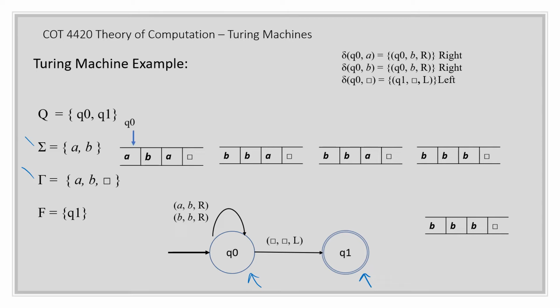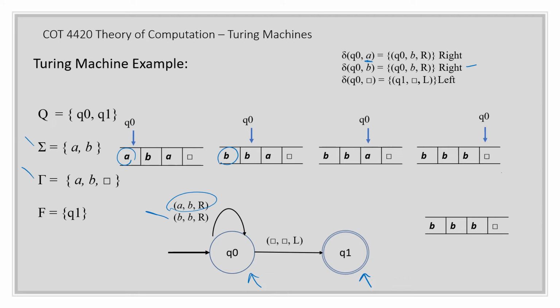So you start out in Q0. The symbol is an A. If you move right, you change the A to a B. You're still in Q0 though, because we did this one right here. Now we're in Q0 and it's a B. So you're going to leave the B alone, but you're going to move right. Now we're in Q0 and it's an A. We're going to change the A to a B and move right.